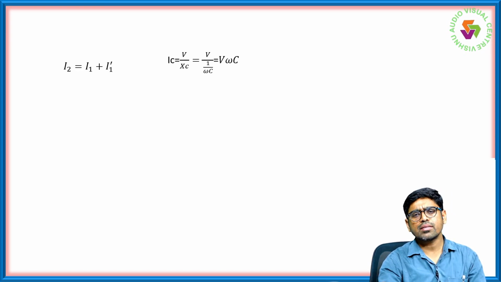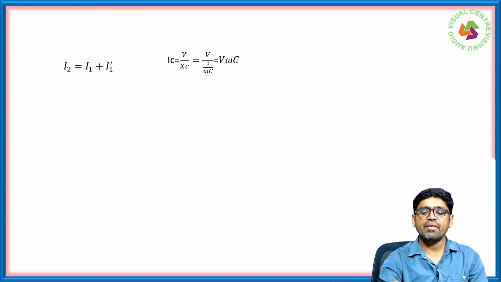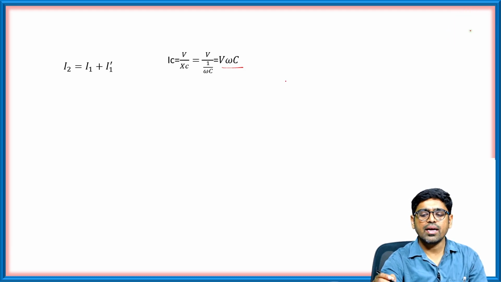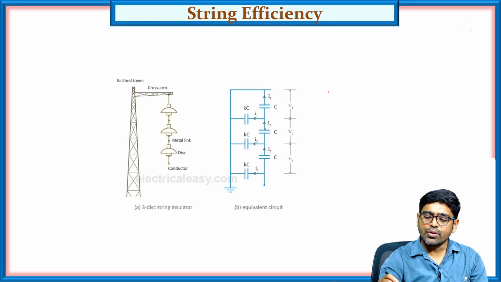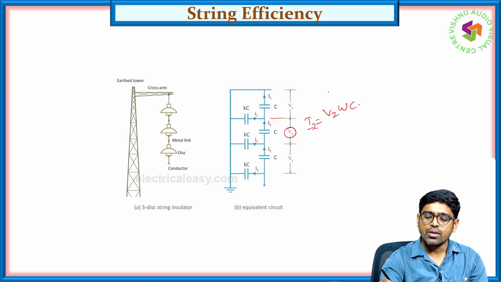Then you know that the general equation of the capacitor current is equal to V divided by XC, and XC is nothing but 1 by omega C. From this, IC equal to V into omega C. So in this case we need to calculate the current I2. This I2 current is determined by the voltage V2 that we are applying here. The capacitance current I2 is nothing but V2 into omega C, so V2 into omega C is the current in this case.